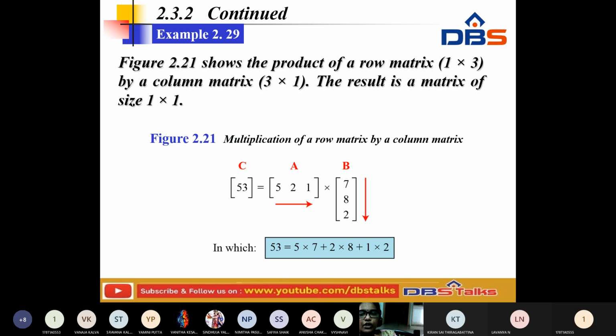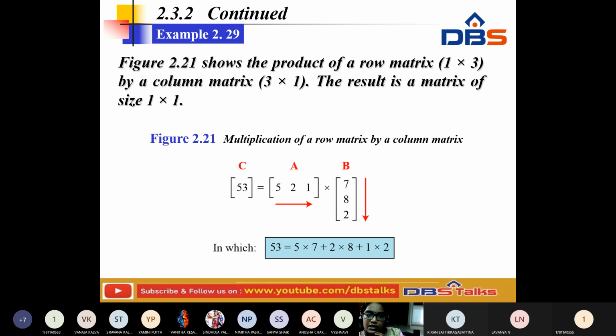Just like that, we are going to perform the multiplication also. Suppose it is a row in the first matrix and a column in the second matrix, then see how we perform the multiplication on these matrices. This is the first row in the first matrix and this is the first column in the second matrix. Now let us see how we perform the multiplication on these matrices.